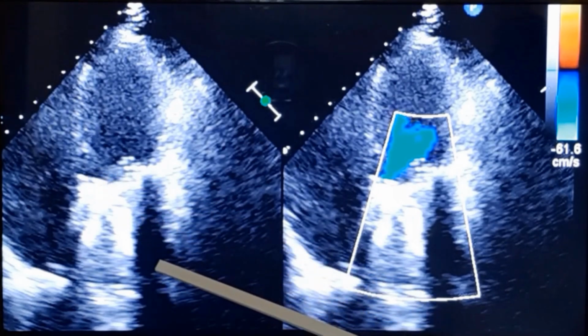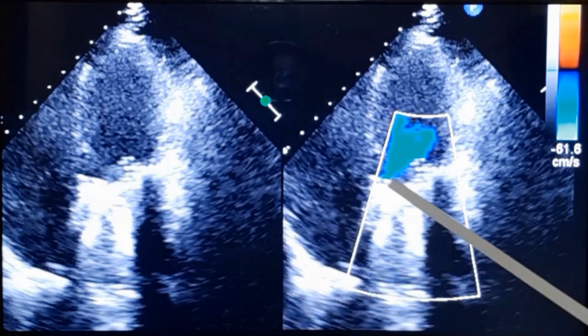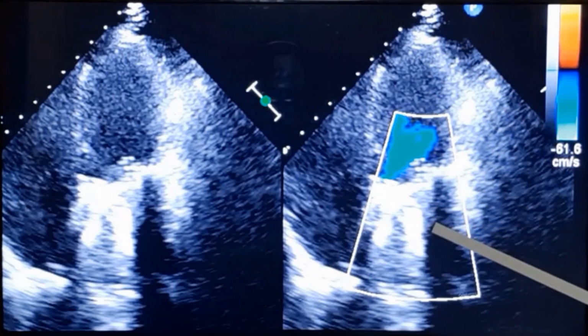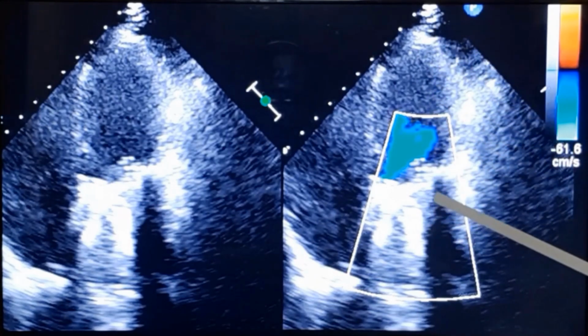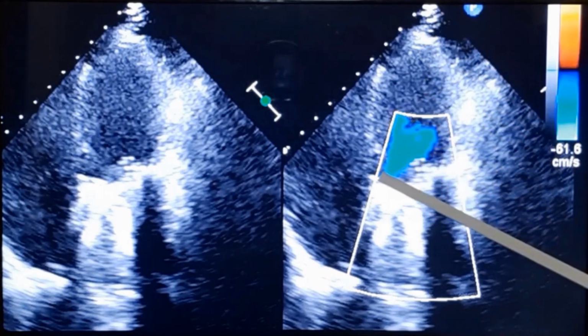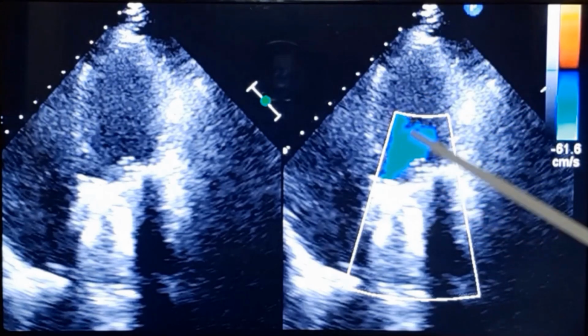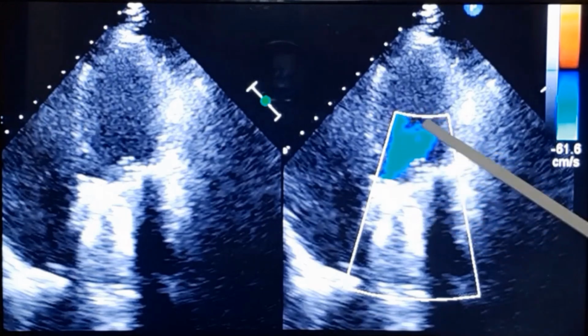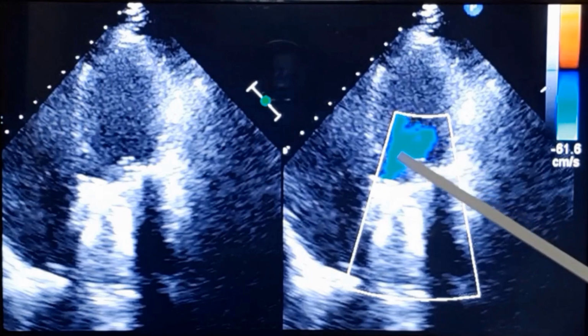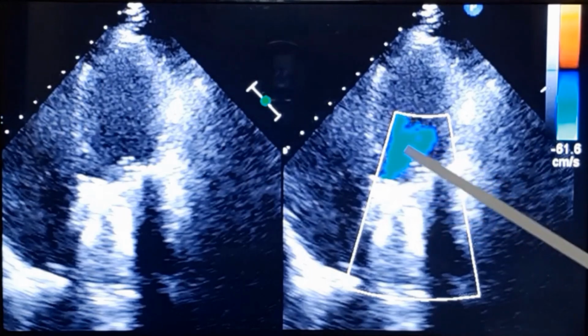And here the valve is in the closed position. You are not seeing any flow towards the transducer in the color Doppler image. You would have expected a red flow in this direction. This blue flow is not across the mitral valve. It is the LVOT flow going into the aortic valve, systolic frame, and the left ventricular outflow tract flow is seen as blue because it is away from the transducer.